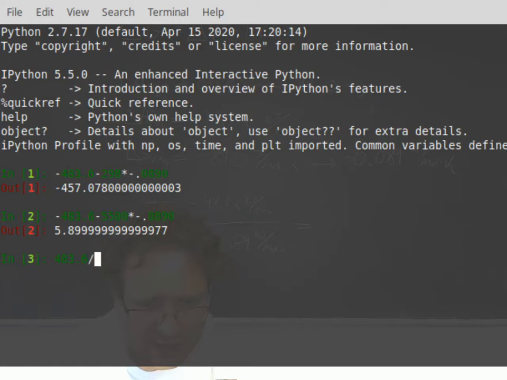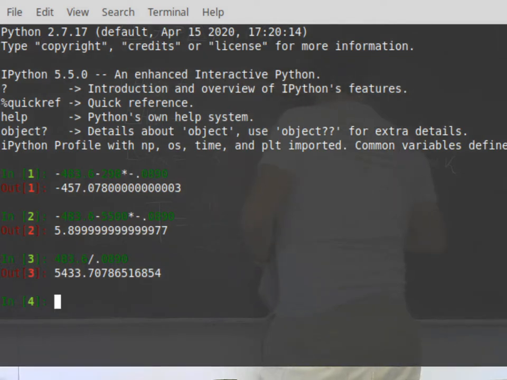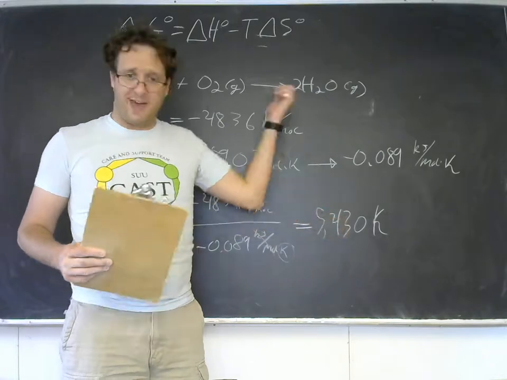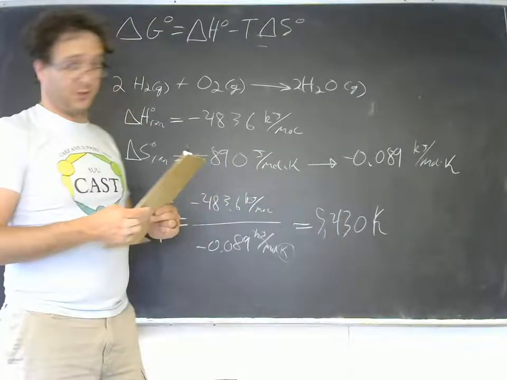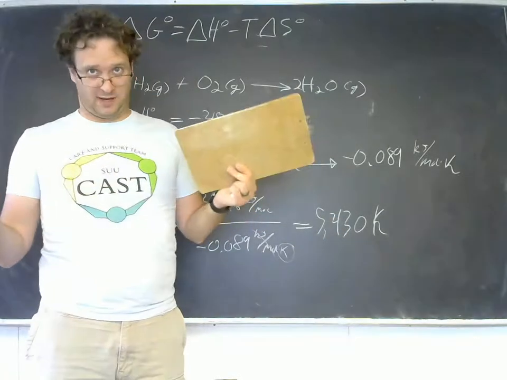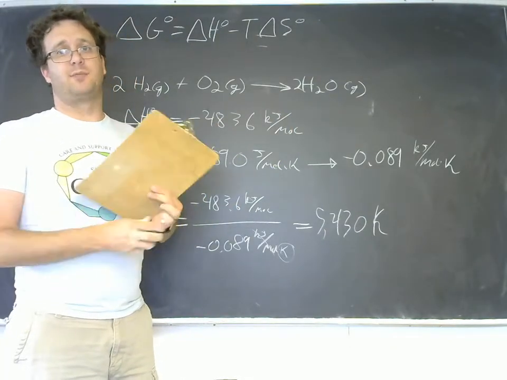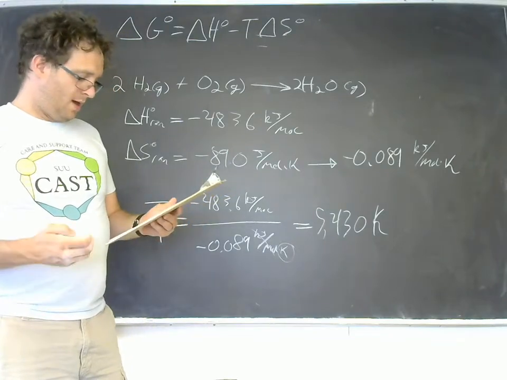483.6 divided by 0.0890. And it looks like it's 5,430 Kelvin. That is the threshold temperature. 5,430 Kelvin. Above that, the combustion of hydrogen gas becomes non-spontaneous under standard conditions. And below that, it is spontaneous under standard pressure conditions. Okay.